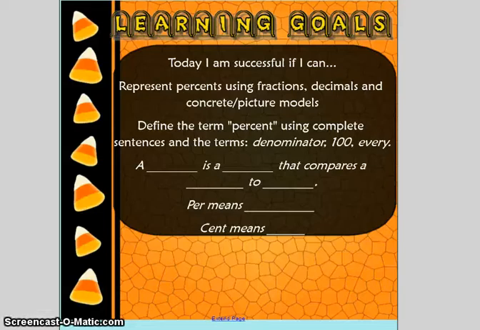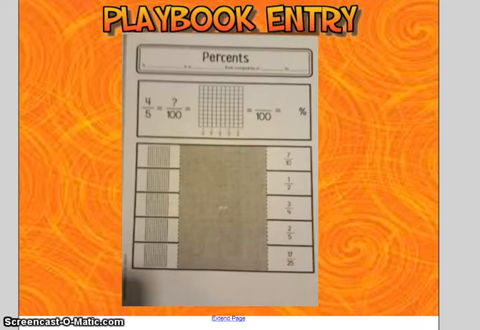Today we're going to represent percents using fractions, decimals, and concrete picture models. Specifically in this video, we're going to concentrate on our playbook entry. Here's what your playbook entry should look like.